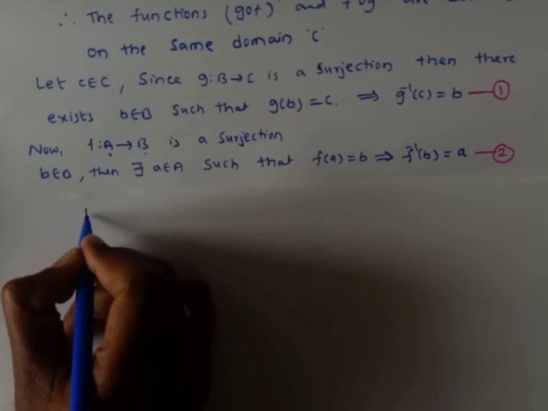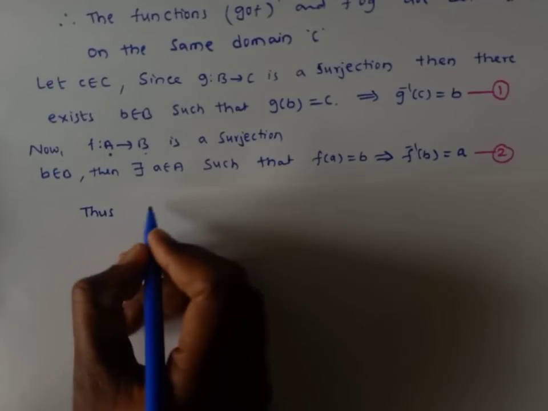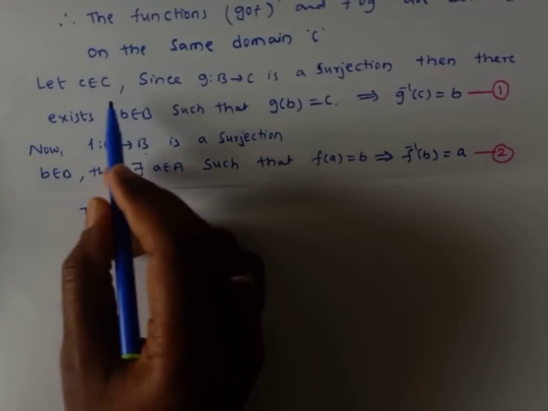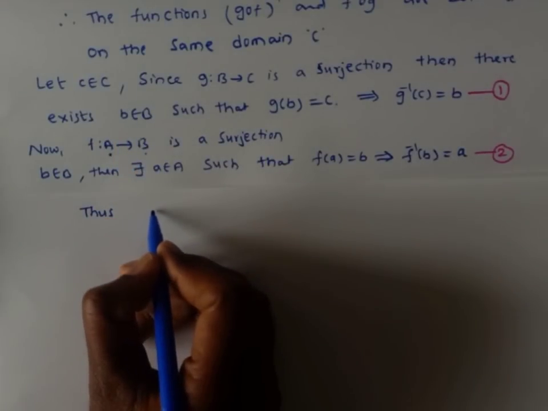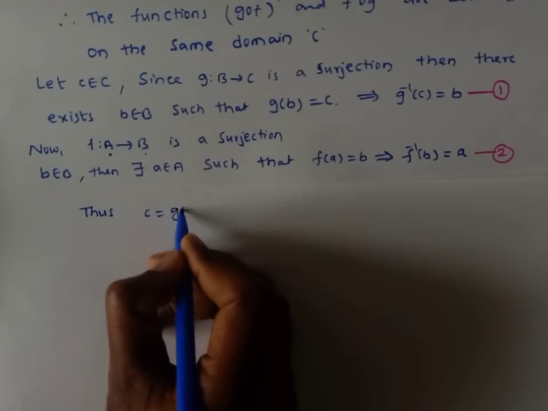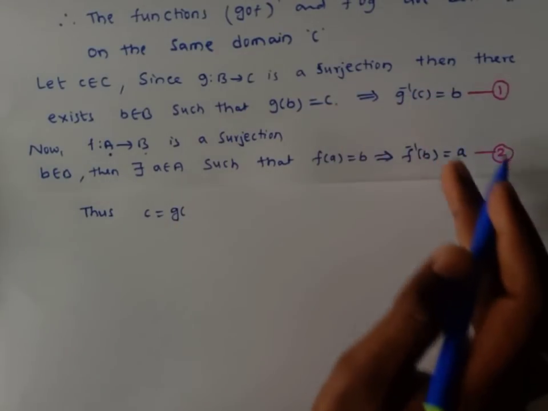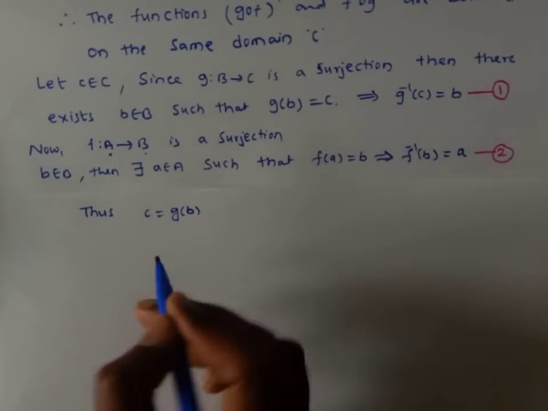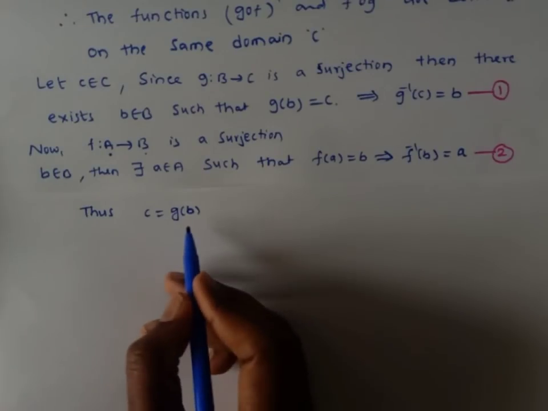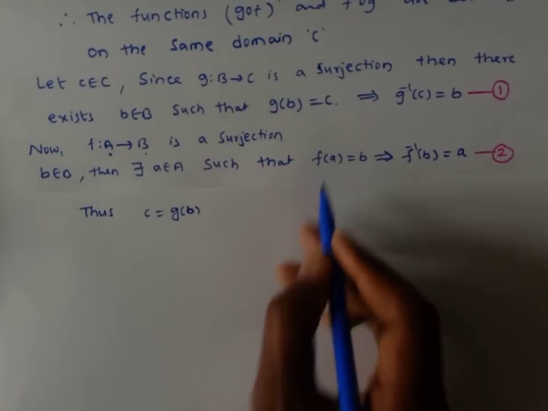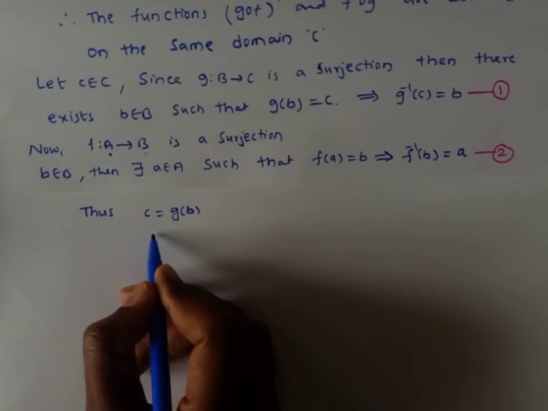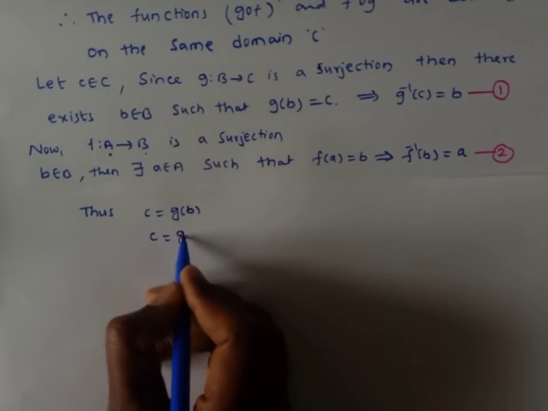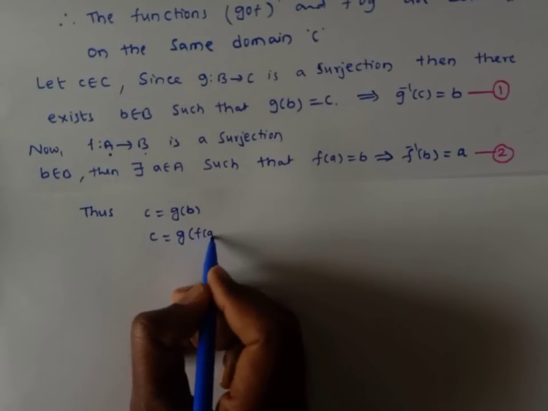So thus, let us consider some element C. C belongs to C, right? Here we already know C equals G of B. So here I am writing C equals G of B, just to relate these equations 1, 2, 3 and 4. C is nothing but G of B, and from equation 2, B is nothing but f of A. So we can write this as C equals G of f of A.